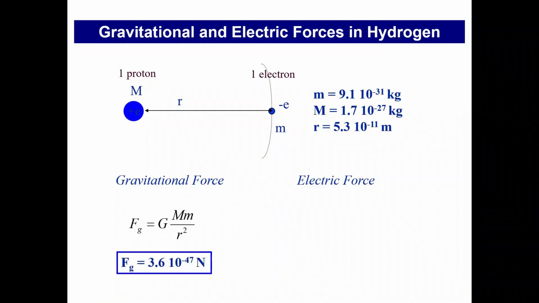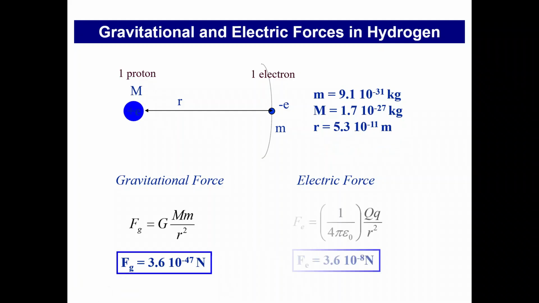If you plug these values into G M m over R squared, you can verify this in a calculator. The gravitational force of the proton pulling on that electron, or the electron pulling on that proton, is 3.6 times 10 to the negative 47th newtons. That is a very, very small value. Even though the atoms are super tiny, the masses are really tiny and the charges are very small. Remember, e is 1.6 times 10 to the negative 19th coulombs. These are very, very tiny values.